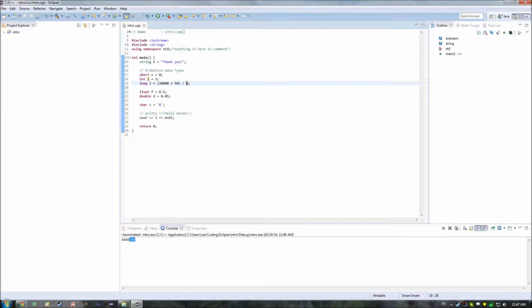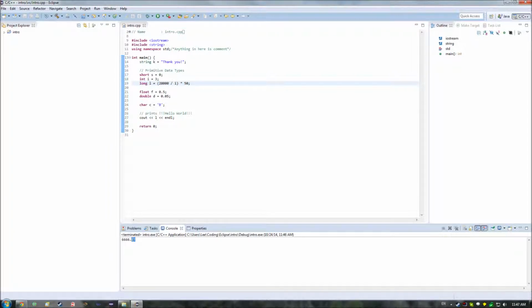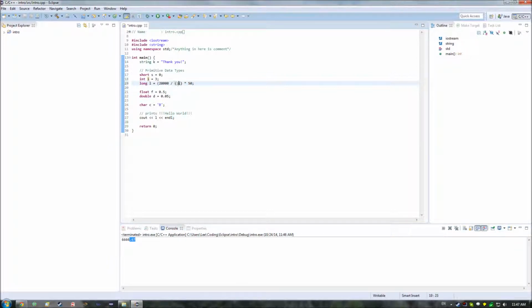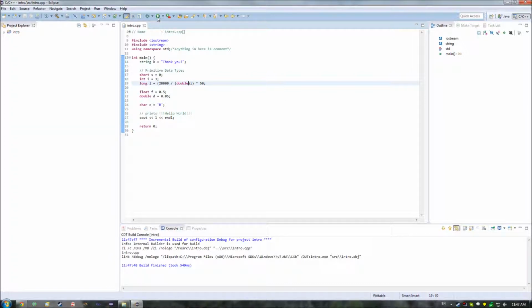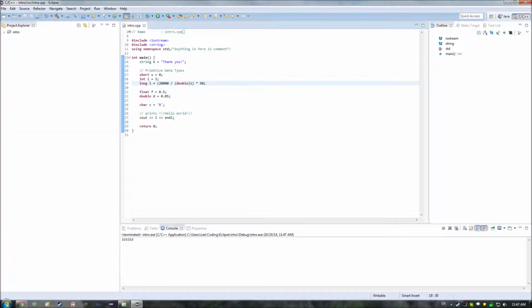But in this case here, I need to convert one of these into a float, because otherwise I'm going to lose some information potentially. Or if I do something like 20,000 divided by I, and then I multiply it by 50, in this case here, that stuff that would be down here would end up not multiplying, and we would end up being significantly short of the value we would expect. So what I have to do here is convert I into either a float or a double, depending on how precise I want that information to be. Do that, build it, run it.